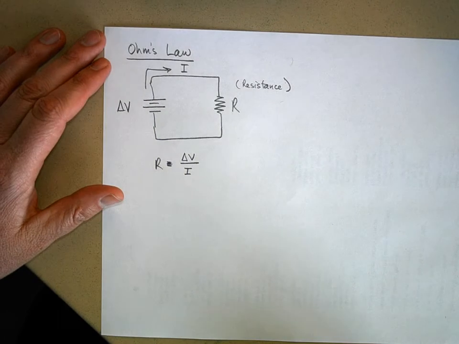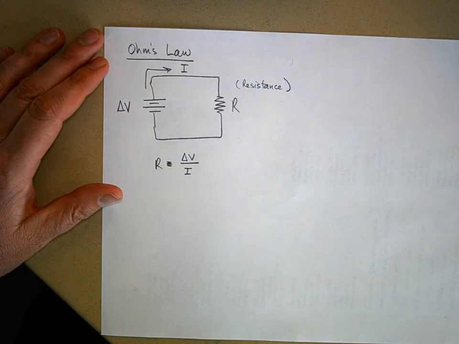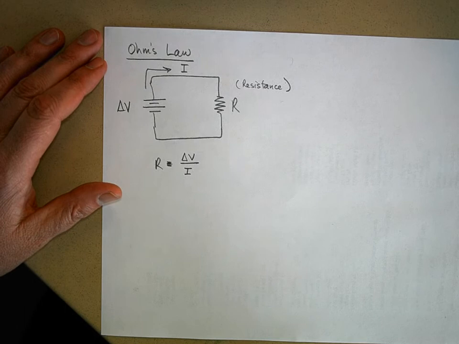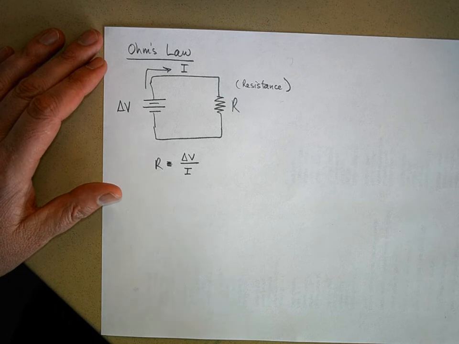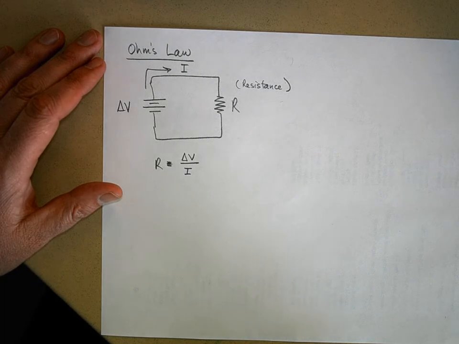Here's how much voltage you need. You need some energy per unit charge to go through me. You want to put current through me? I don't like current. Okay? I'm going to make you pay. So resistance is how much you got to pay to make 1 amp of current flow.